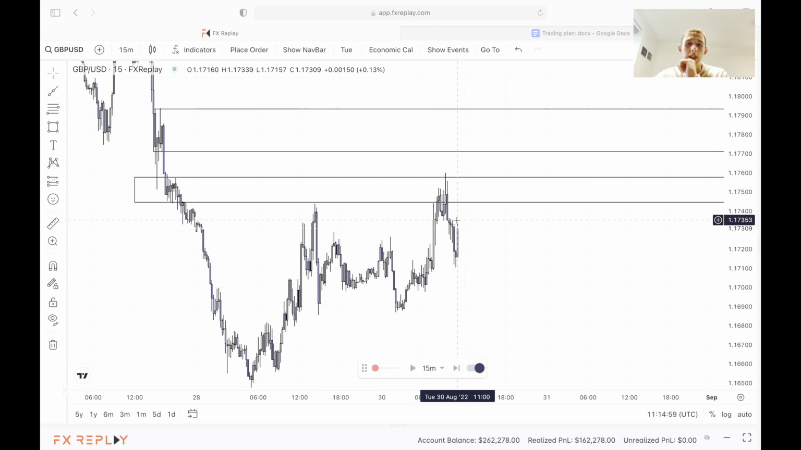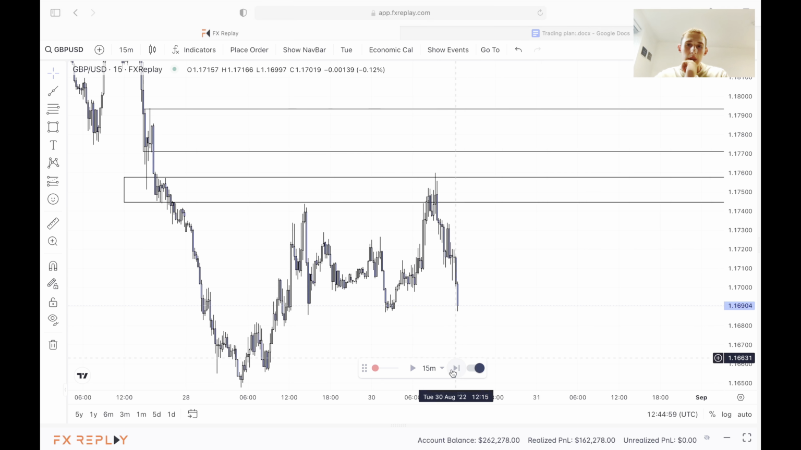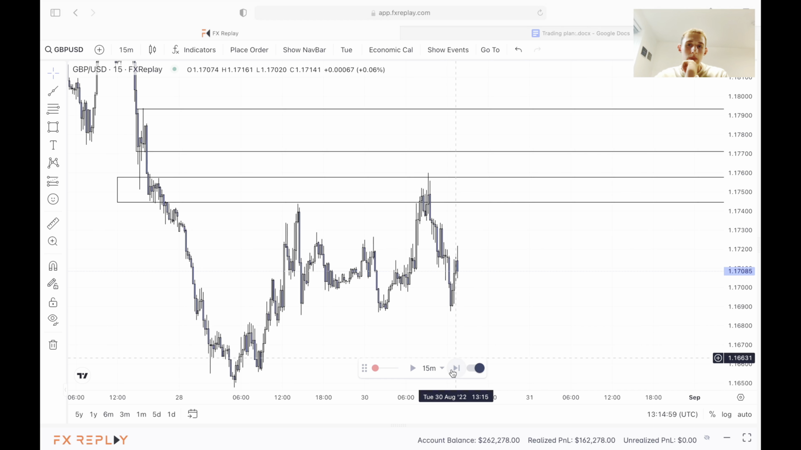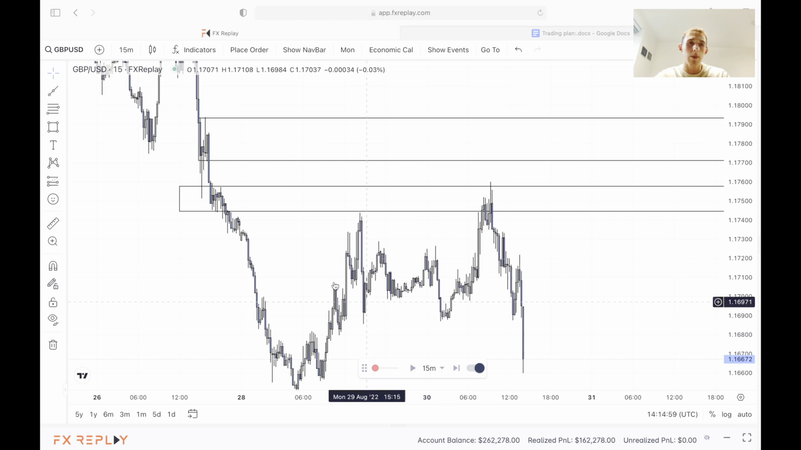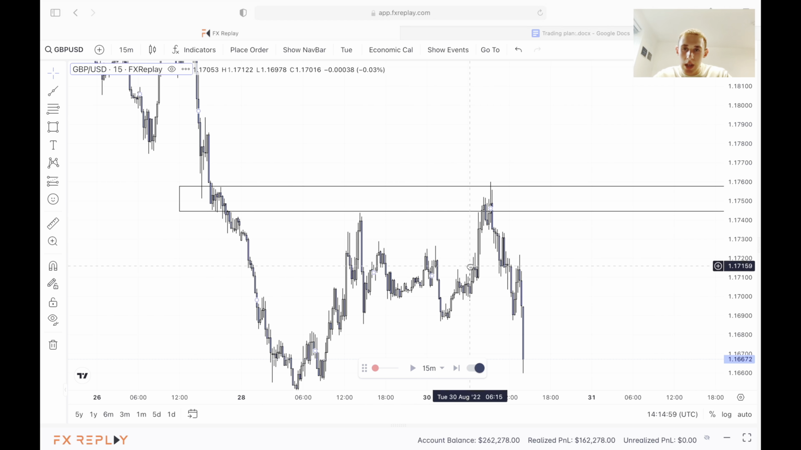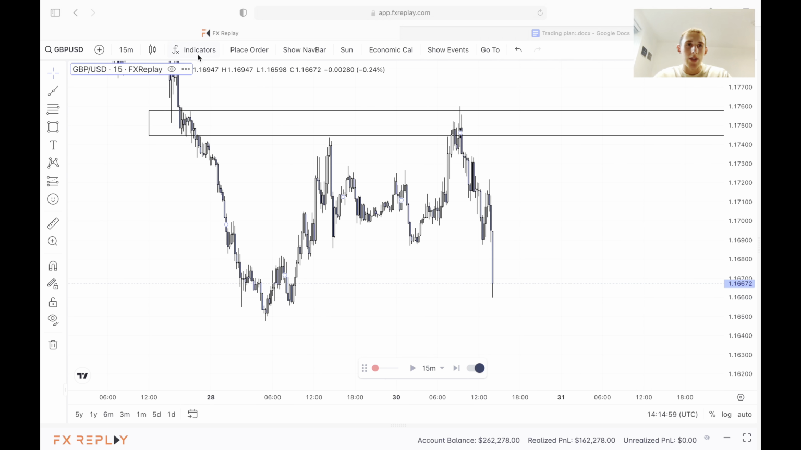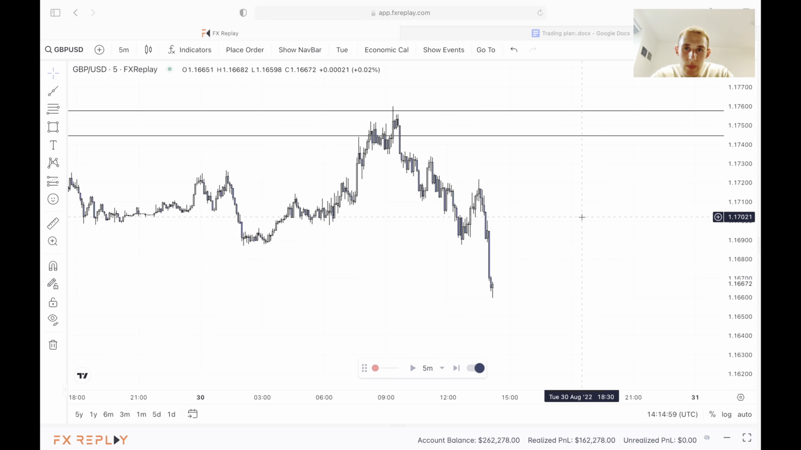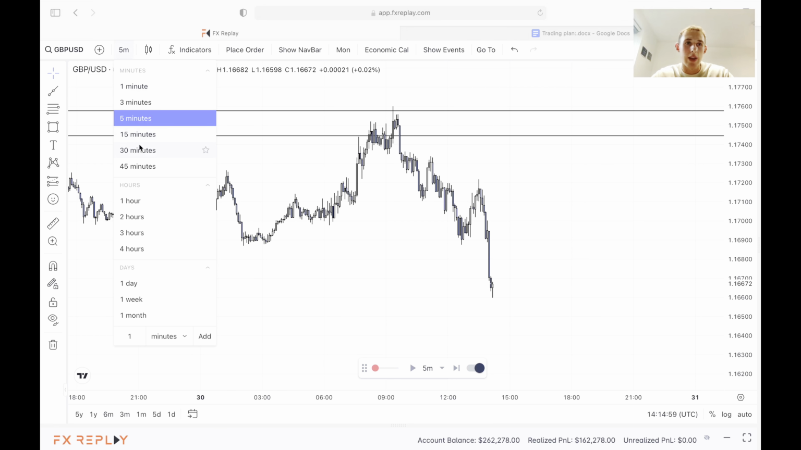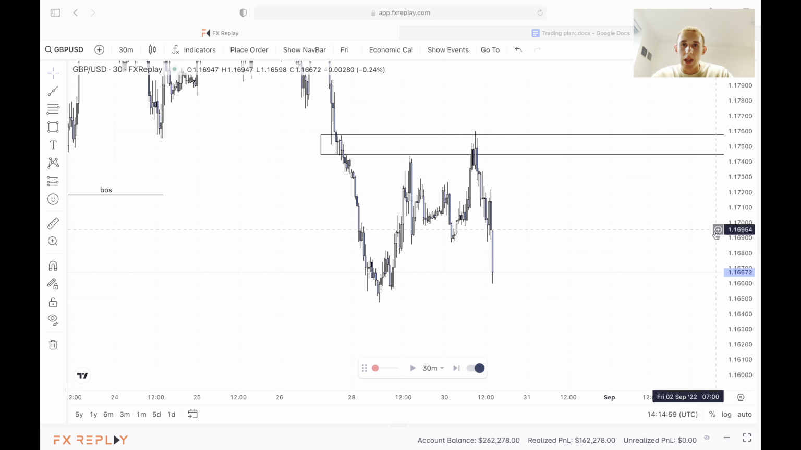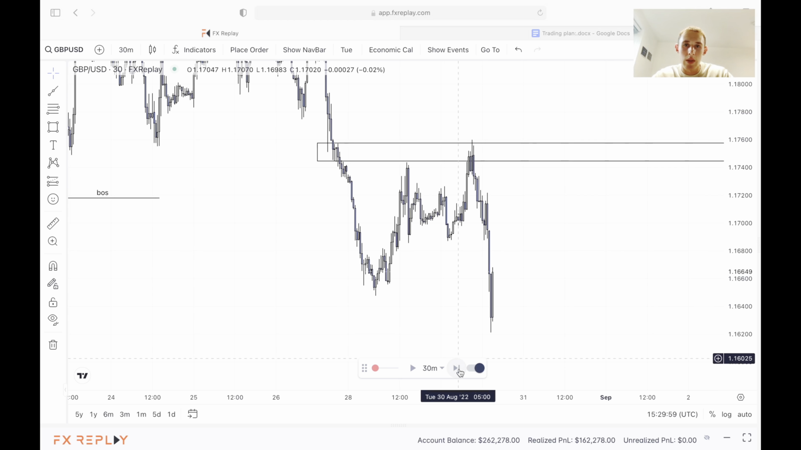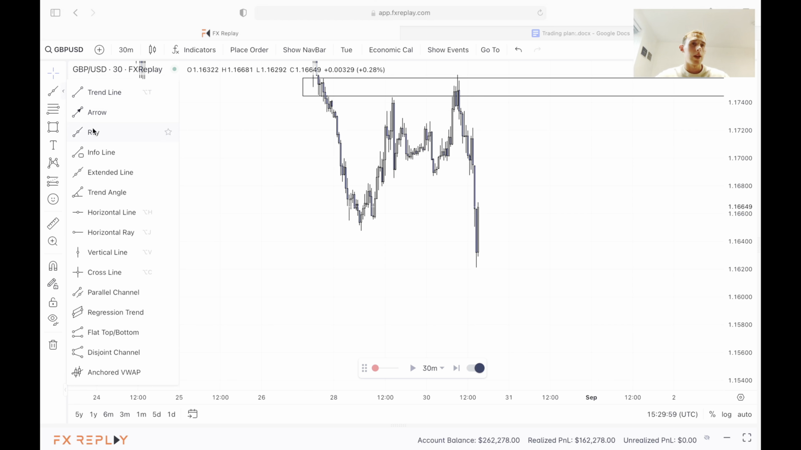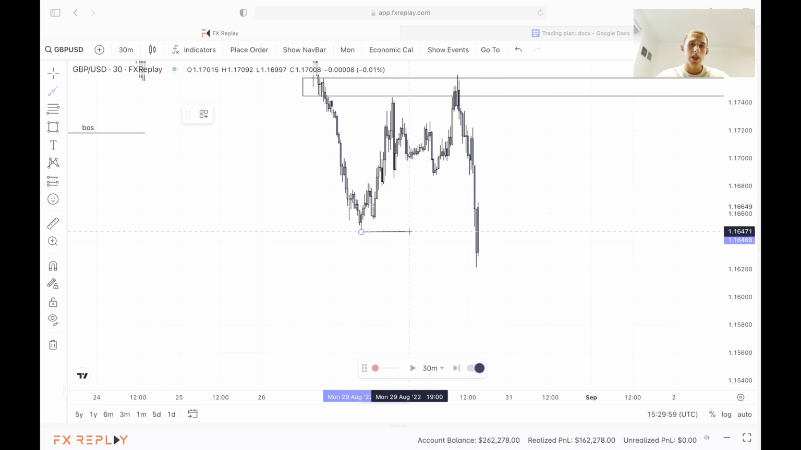Sort of had a confirmation here, but we had a reaction from demand as well. So there we go. The first zone was respected, but we didn't get a pullback into our area. And yeah, I don't really see a valid entry on that trade for this particular strategy. And there we go, further break of structure, continuing the trend.